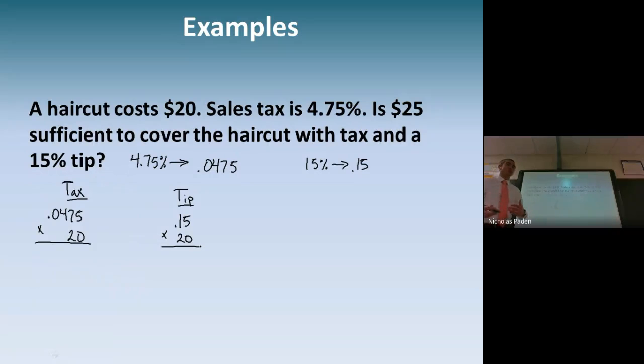So what I suggest, if you've got to find both of those, or say you've got to find the discount and the tax, or you've got to find the markup and the tax, we're going to find both of those out of the regular price. We'll add at the very end. So the tax here, 0.0475 times 20, we go ahead and multiply this out.